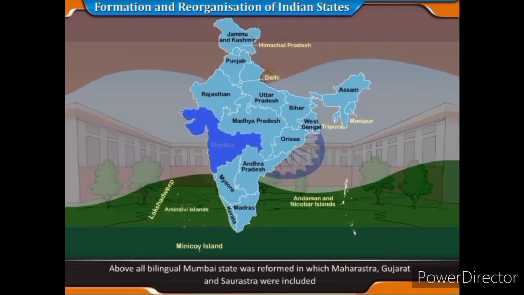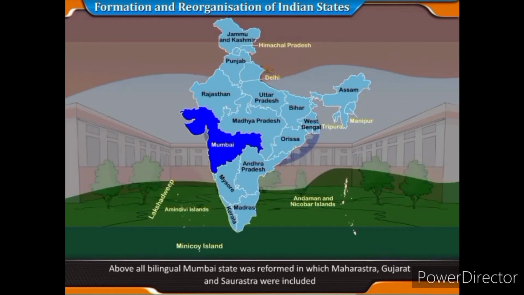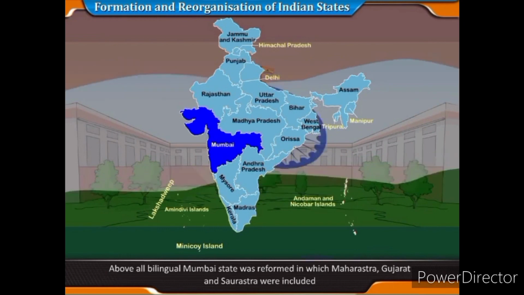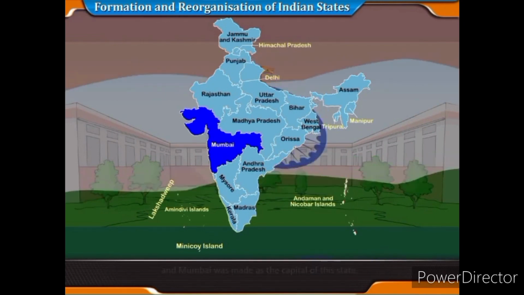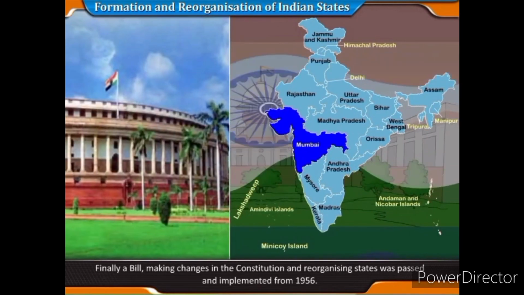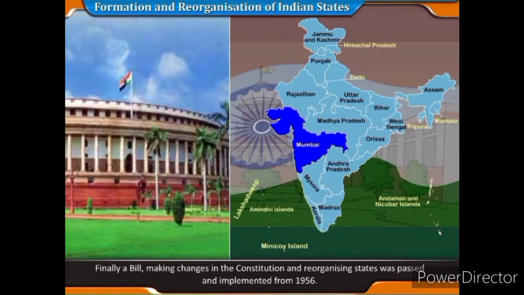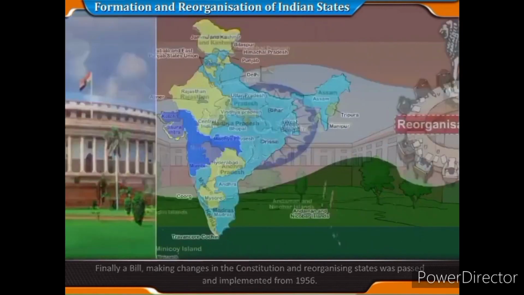Above all, the bilingual Mumbai state was reformed, in which Maharashtra, Gujarat, and Saurashtra were included, and Mumbai was made the capital of this state. Finally, a bill making changes in the constitution and reorganizing states was passed and implemented from 1956.